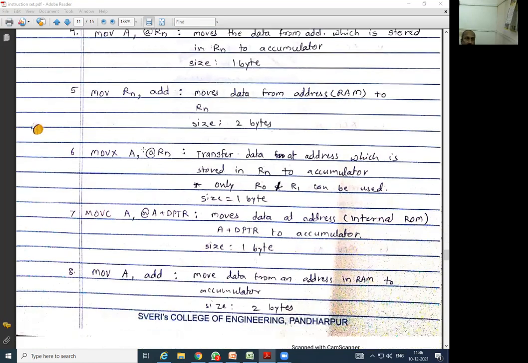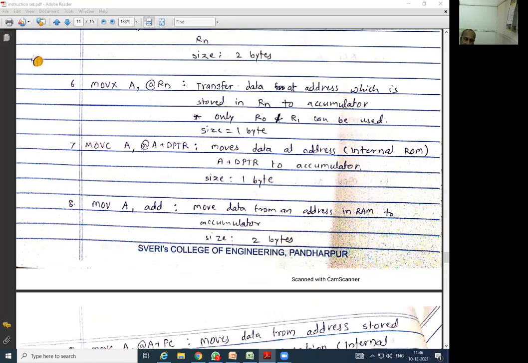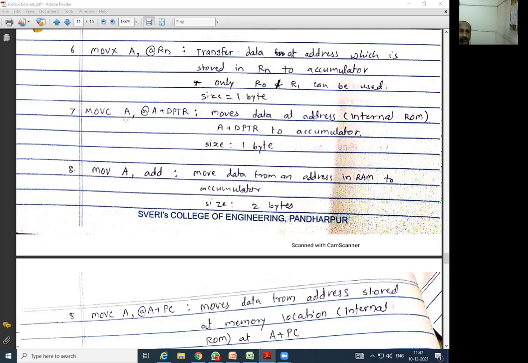Okay. Next one is MOVX. It is also one of the data transfer instructions, and as we have seen, where to use MOVX and where to use MOVC, because all others have the mnemonic MOV, but here it is MOVX and MOVC. What is the difference between them, we will see here.